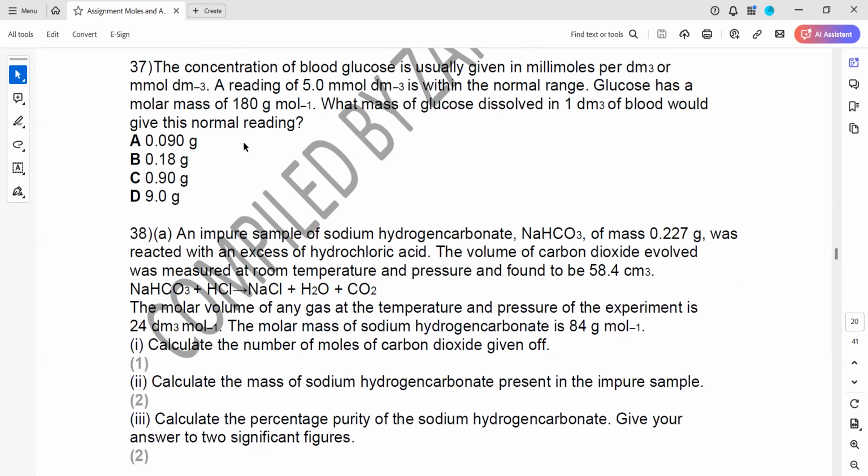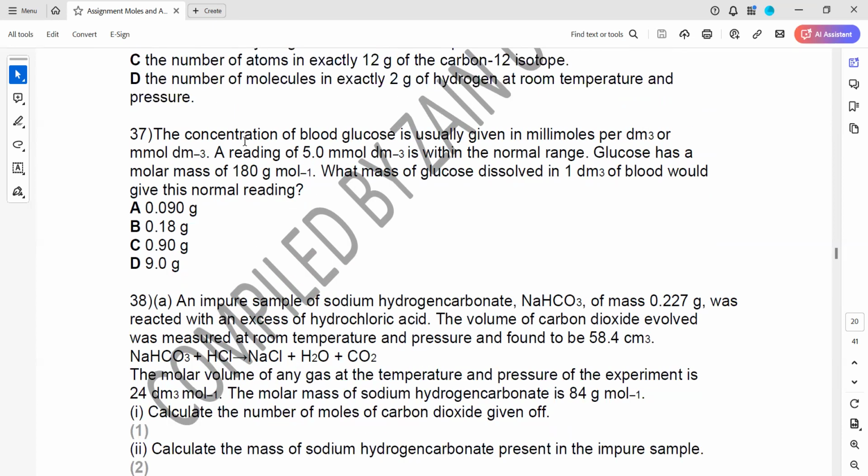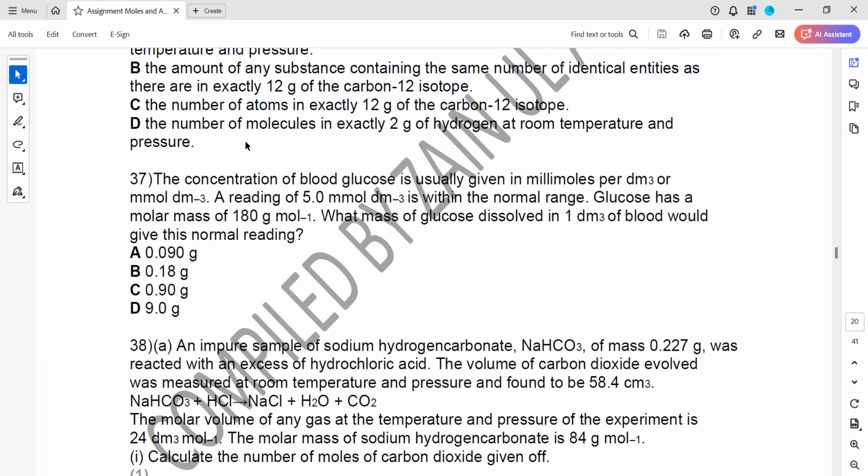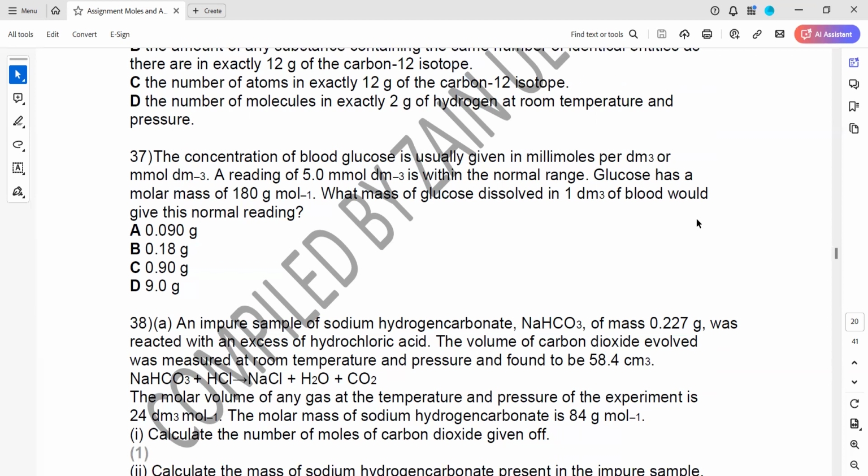Question 37. The concentration of blood glucose is usually given in millimoles per dm cube or mmol per dm cube. The reading of 5 millimole is a normal range. Glucose has a molar mass of 180. What mass of glucose dissolved in 1 dm cube of blood would give this normal reading?